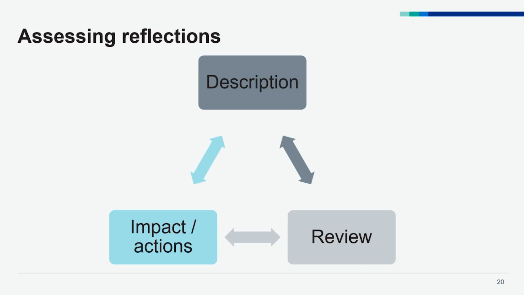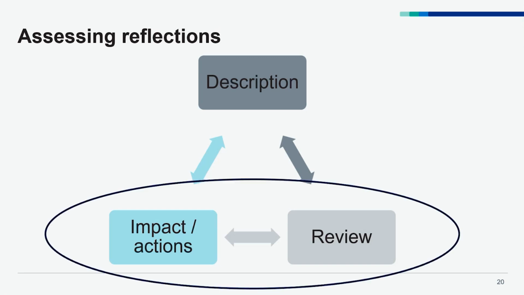When it comes to your reflections being assessed, the important parts are your review of it, and what impact and actions you're going to take. The description is just that: what happened. Those can be just bullet points. If you're writing it, it can be nice and short and just set the context.